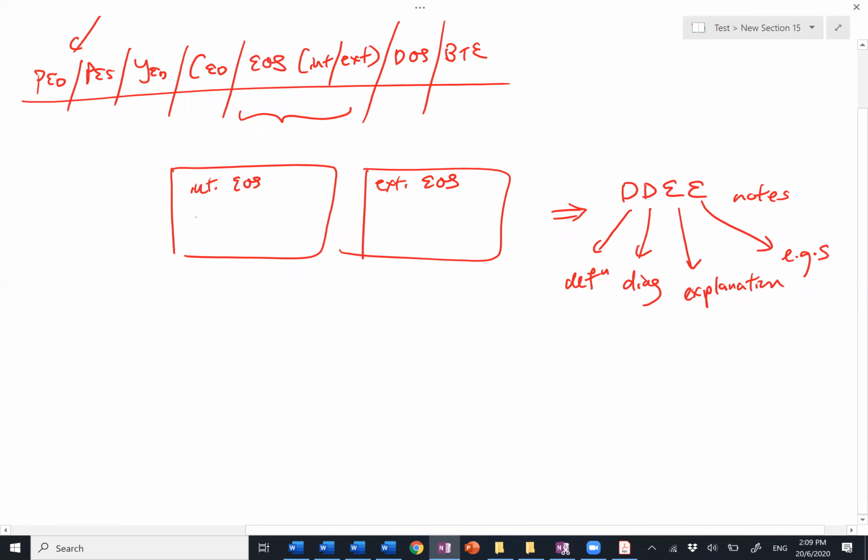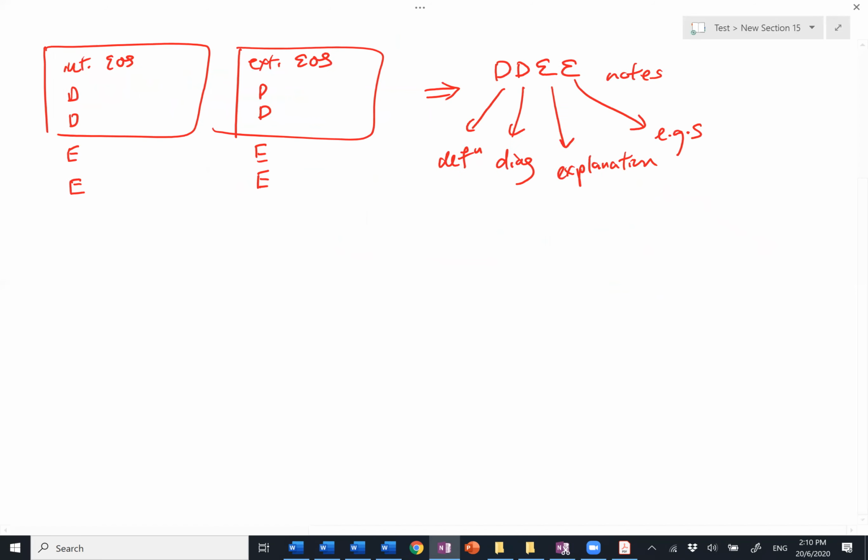So you do this. For internal EOS, you do it for external EOS. Do it for internal DOS, do it for external DOS. It's not going to be very long, right? Maybe one full page for internal EOS. Why? Because there are more examples. For the rest, it's very short.